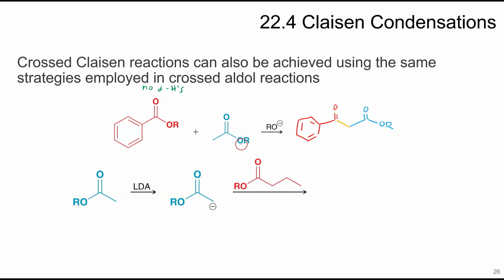That's the method where there's no alpha protons. If you're going to mix them together, or you form the enolate first and then add the second ester, we'll draw our original ester, new bond, and then everything but the OR.